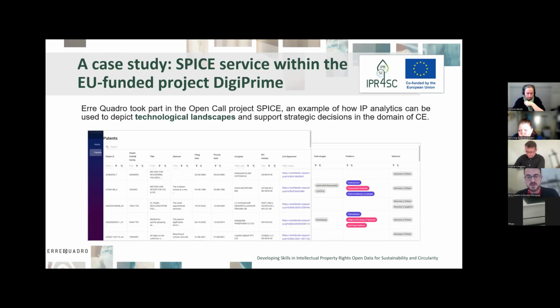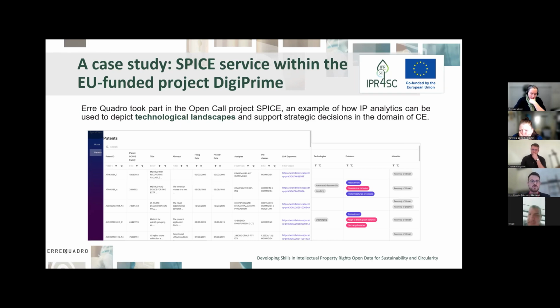The final product, and that's something that I wanted to stress, is, in this case, it was an online platform containing information and data regarding these 4,500 documents, patents, with associated metadata like the title, the abstract, the filing date, priority date, but also the technical problems and technical solutions that I was talking about before, the technologies mentioned within the document, and the materials also mentioned within the document.